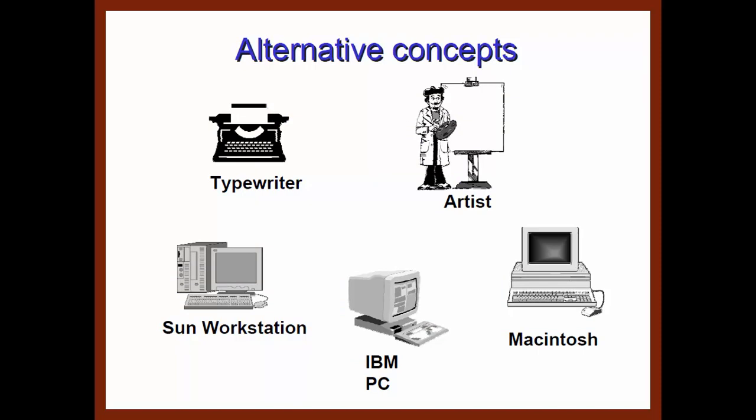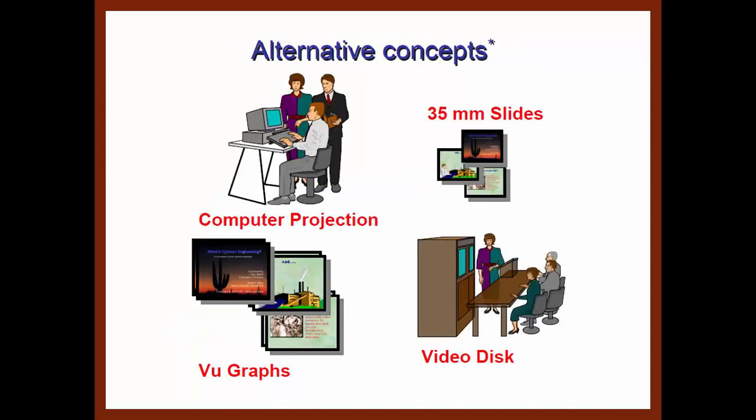So here are some concepts. At this point, what we're trying to do is identify our alternatives in terms of technology that will allow us to achieve those goals and meet the requirements. So here I'm showing you 5 concepts in technology. We can use an artist, a typewriter, a Sun workstation, an IBM PC, or a Macintosh PC, or an Apple machine.